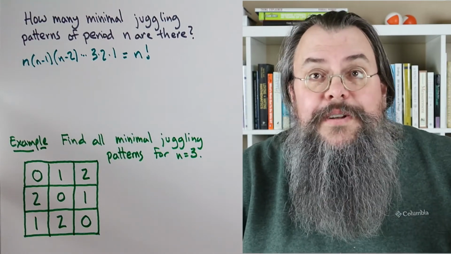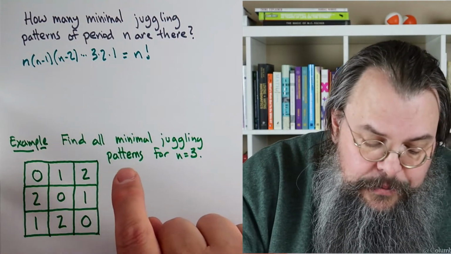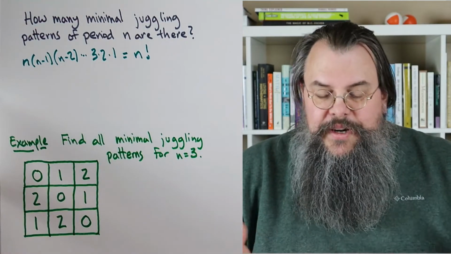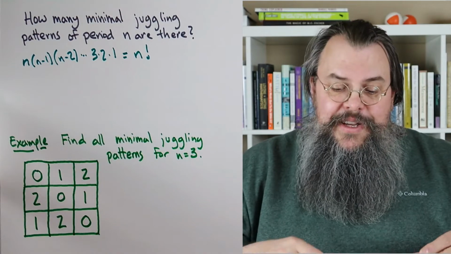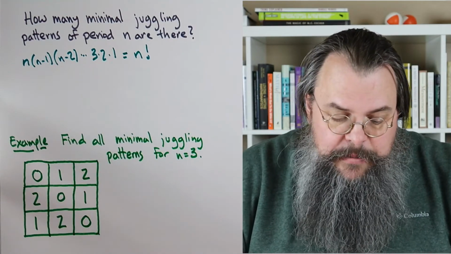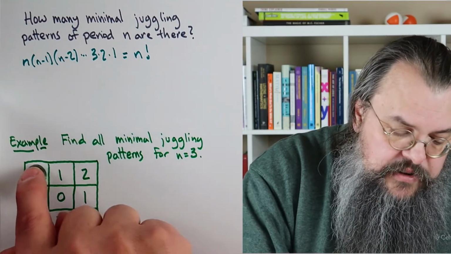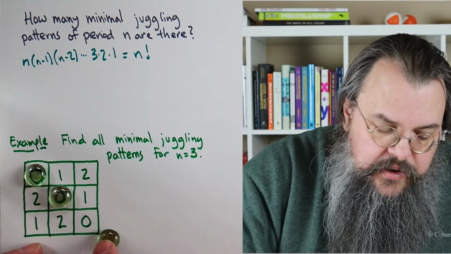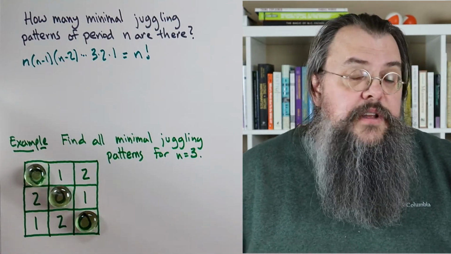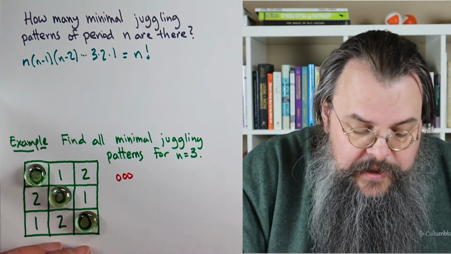So let's do it. Let's do a really small case. Find all minimal juggling patterns for n equals 3. And we've set ourselves up here by putting down a nice little 3x3 board. Okay, so let's grab ourselves 3 tokens. Here's our 3 tokens. And we just have to be methodical and go through all the options. So here we go. There's our first one. 0, 0, 0.